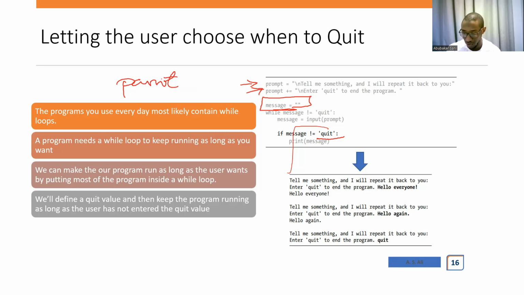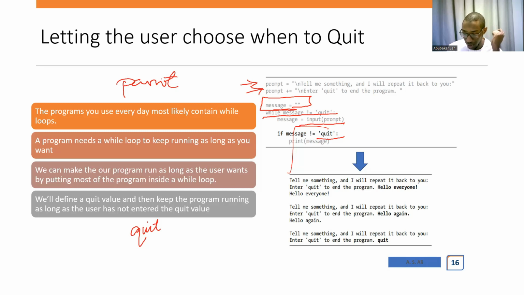So what do we do here? We have the while statement. We say while message is not equal to quit. So as long as the message is not quit, as long as you didn't tell the parrot to keep quiet, whatever you say, the parrot is going to repeat it. The message is going to be the input of the prompt, which is: tell me something, I will repeat it back to you. And then we get the message from the user.